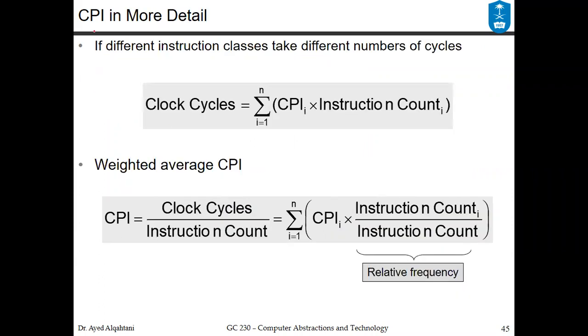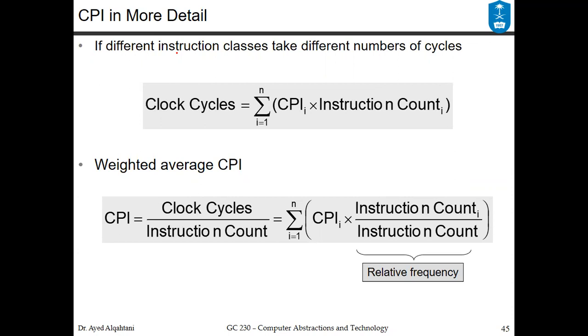Now, if we want to talk about CPI in more detail, if you have different instruction classes that take different numbers of cycles, and this is usually the case, we have certain instructions that deal with the memory. You put them in a class. Sometimes you even divide this class into two: instructions that read from the memory and instructions that write into memory. And you have two different classes, each with its own CPI. Also, you have other classes, like, for example, the instructions that do arithmetic operations, like addition, subtraction, shifting, and things like this.